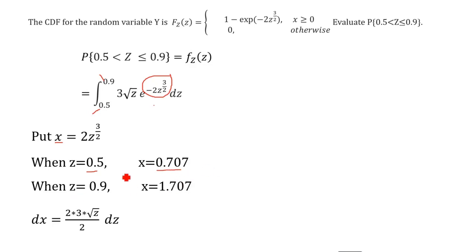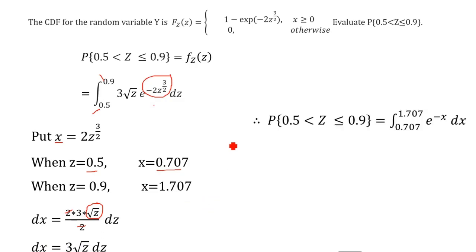Now dz should be replaced in terms of dx, so differentiate it. The differentiation of x is dx, 2 is written as it is, z to the power 3 by 2 minus 1, and 3 by 2 minus 1 is 1 by 2. Z to the power 1 by 2 can be written as square root of z, into dz. Now simplified, the 2 will be cancelled, and dx equals 3 into square root of z into dz.